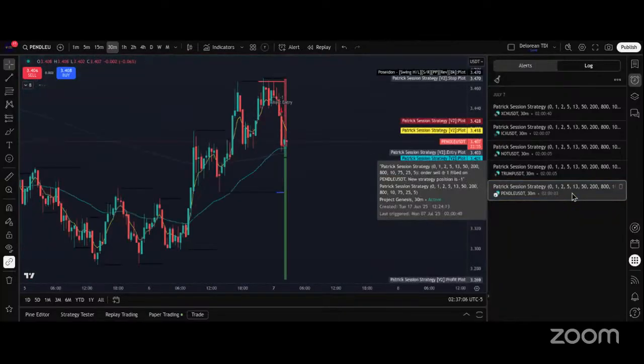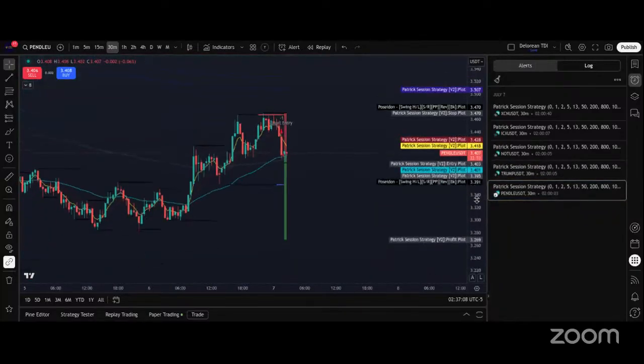Next up is Pendle versus Tether. This is an invalidated trade. We have blue on the top, aqua in the middle, gray on the bottom. That's consolidation. Not going to enter that one.